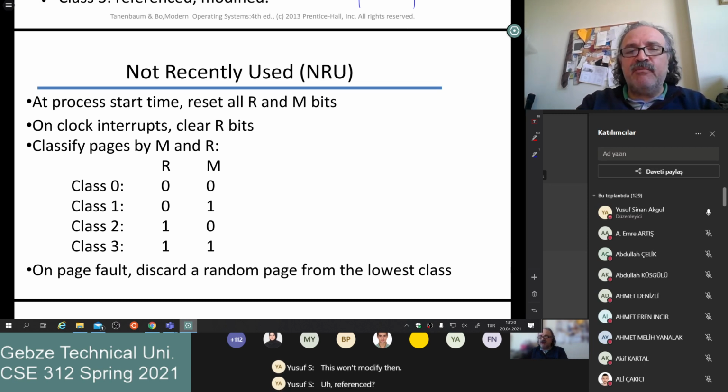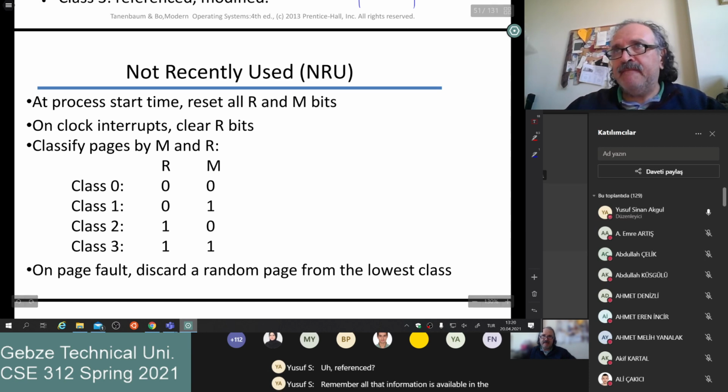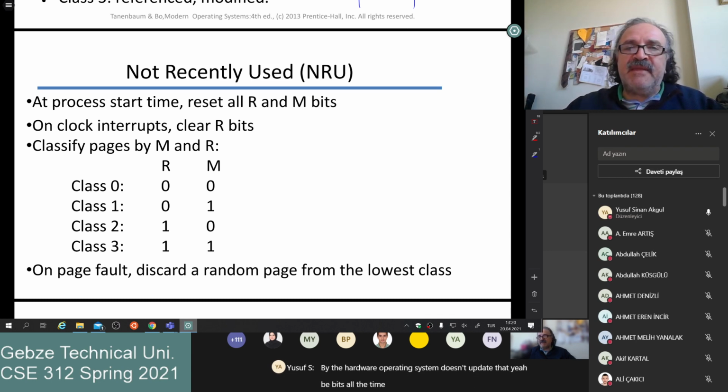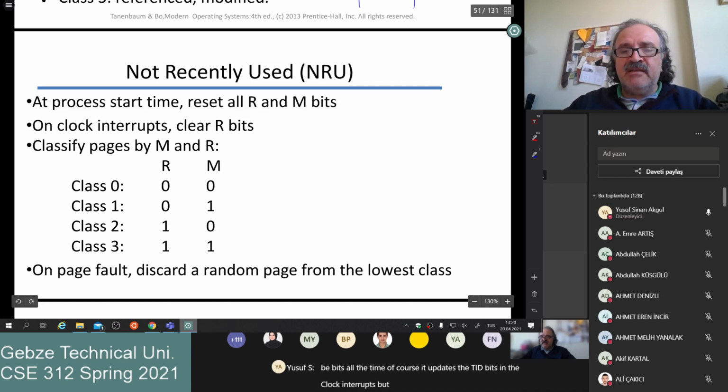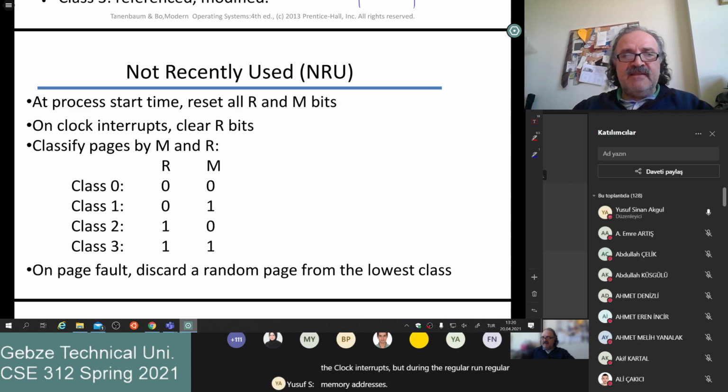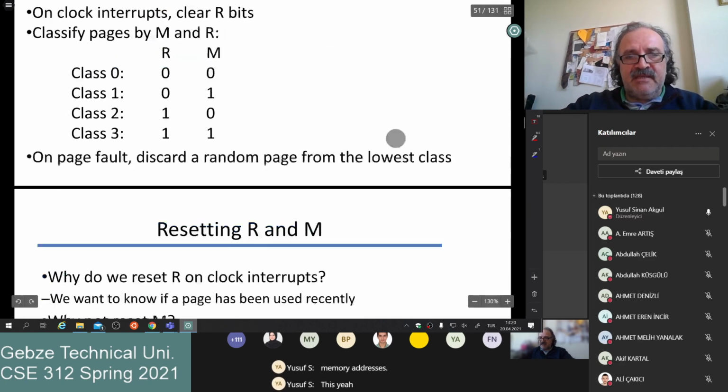Remember, all that information is available in the TLB and in the page tables. And the TLB is updated by the hardware. The operating system doesn't update the TLB bits all the time. Of course, it updates the TLB bits on the clock interrupts, but during the regular run, for regular memory addresses, TLB bits are not updated.